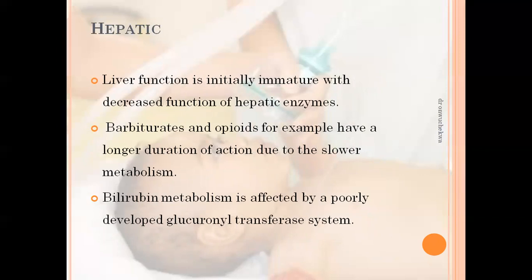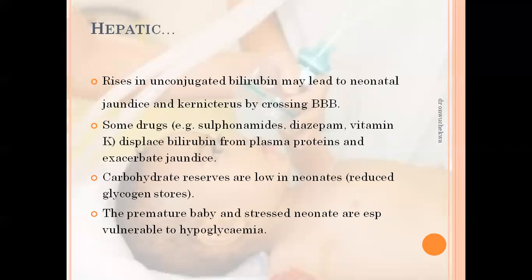For hepatic function, liver function is initially immature with decreased function of hepatic enzymes. Barbiturates and opioids, for example, have a longer duration of action due to slower metabolism. Bilirubin metabolism is affected by the poorly developed glucuronyl transferase system. So rises in unconjugated bilirubin may lead to neonatal jaundice and kernicterus by crossing the blood-brain barrier. Some drugs, e.g. sulfonamides and vitamin K, can displace bilirubin from plasma proteins and exacerbate the jaundice further.